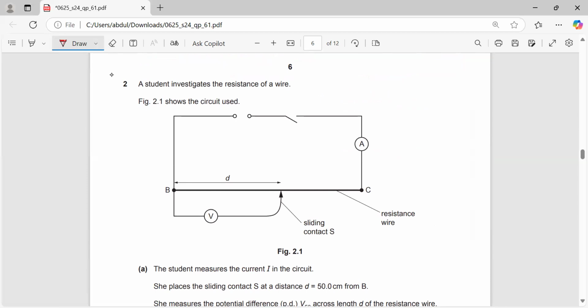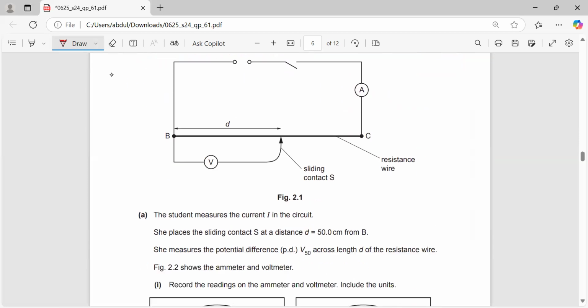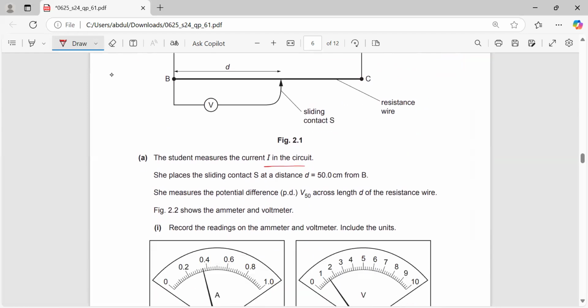The student measures the current I in the circuit and she places the sliding contact. You know, this can keep on moving. Sliding contact S is at a distance D equal to 50 centimeter from B. She measures the potential difference V at 50 centimeter, which we call V50, and the length D of the resistance wire. The figure shows the ammeter and voltmeter readings.